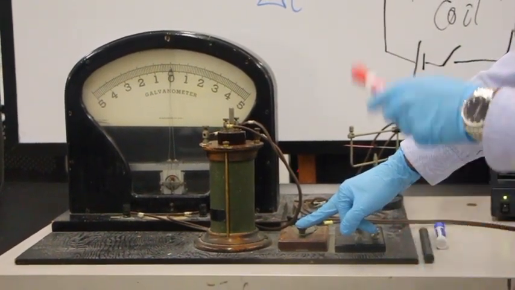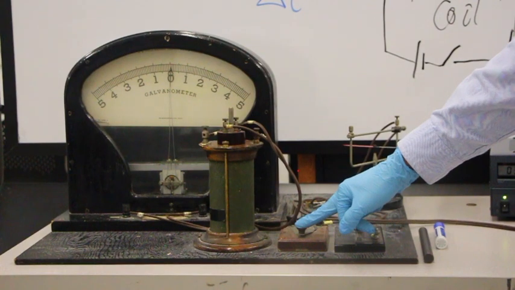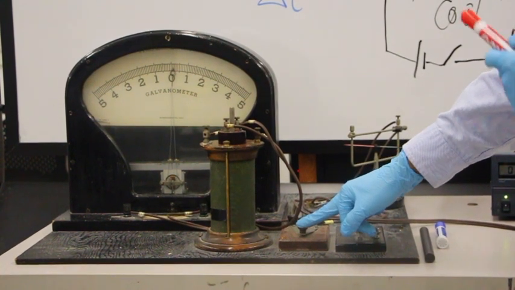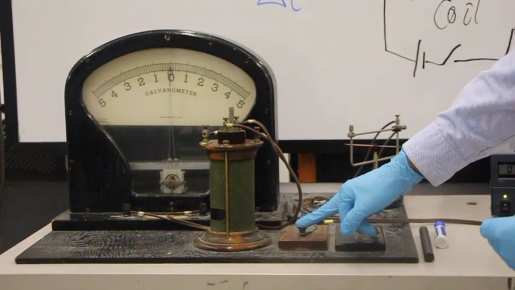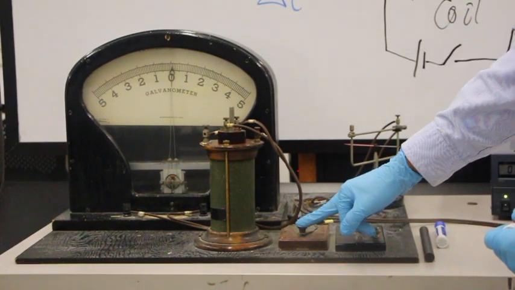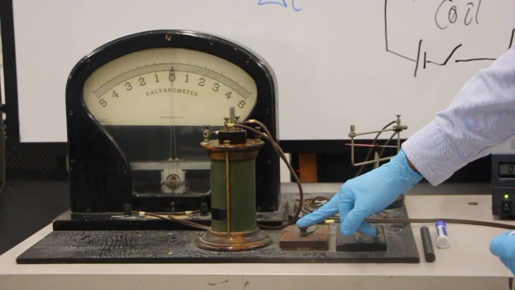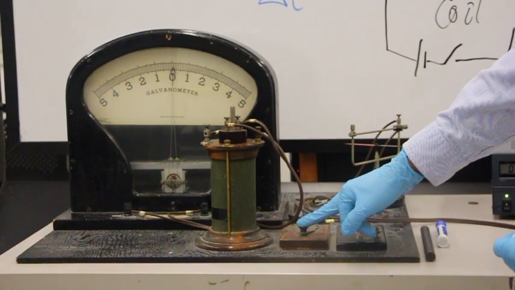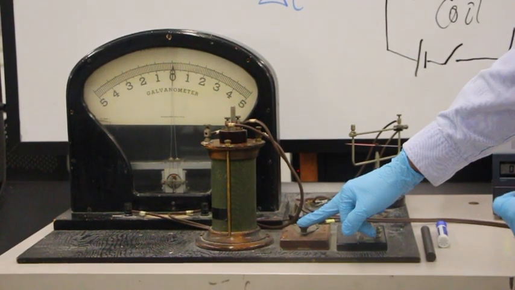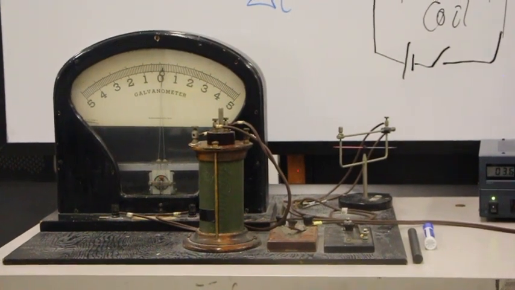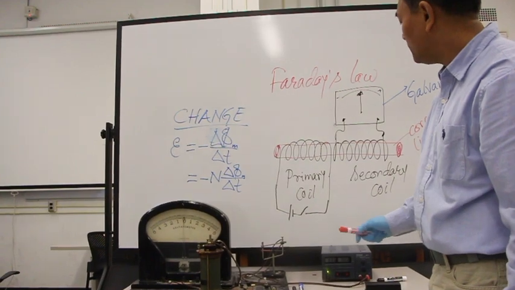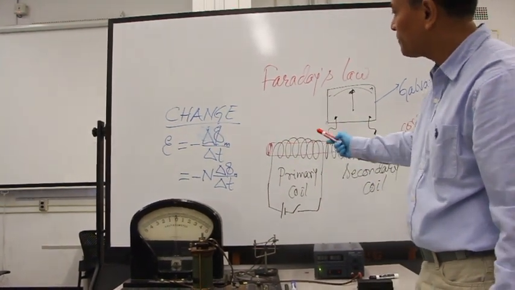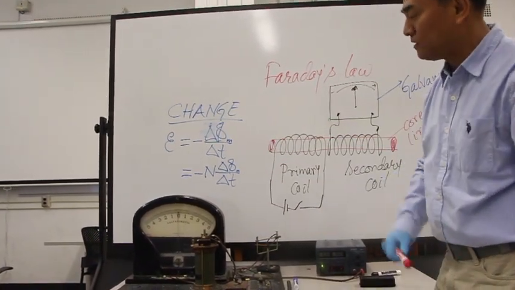Now if I open the switch, there is a change in the current from a certain value to 0, but this is the opposite direction, it is decreasing. So if I open that, we can expect there is a current again, but in a different direction. Okay, we will discuss more about Faraday's law in the lecture.